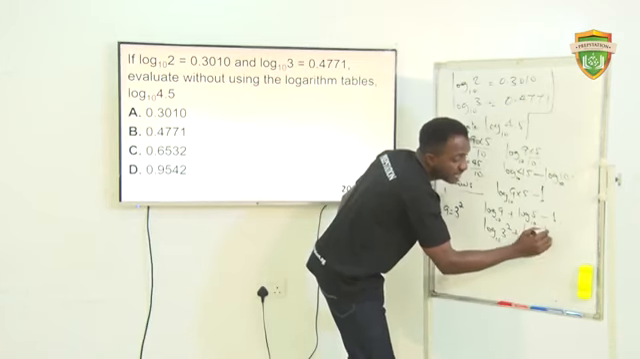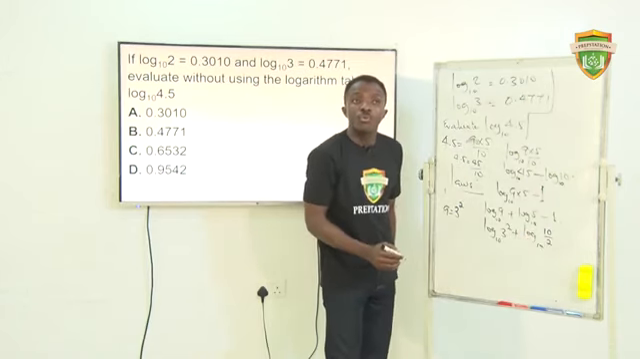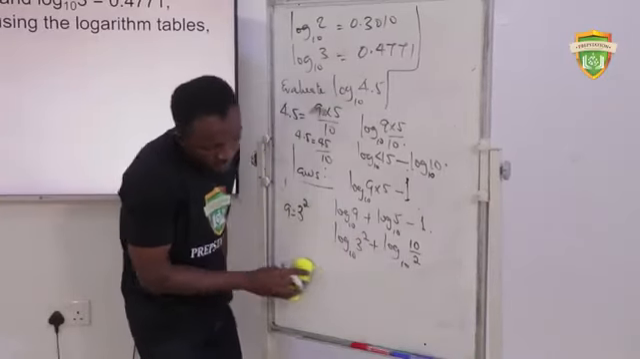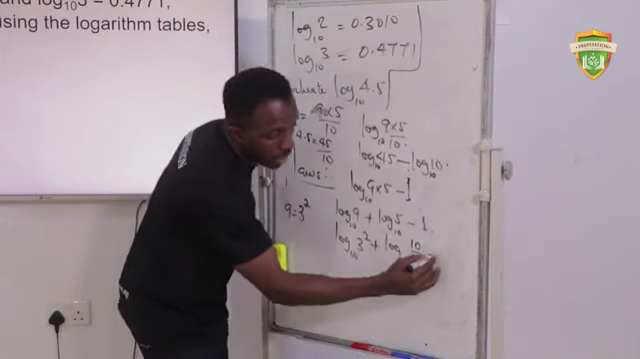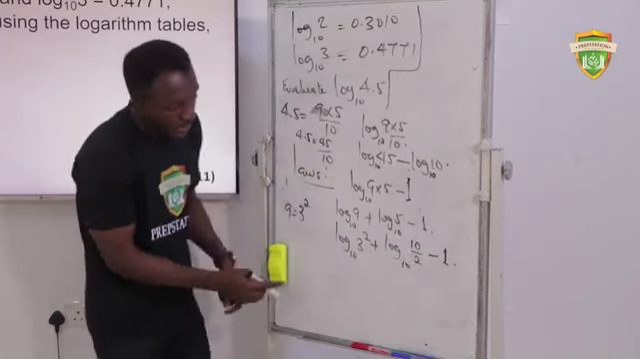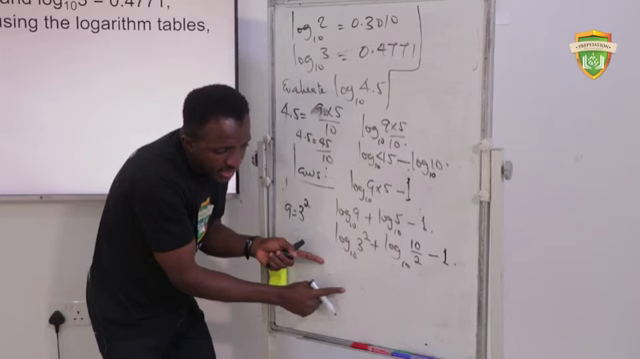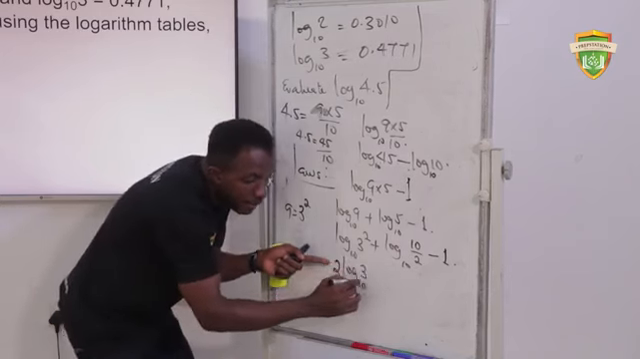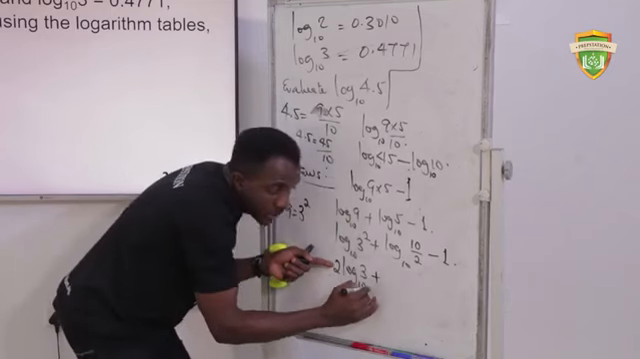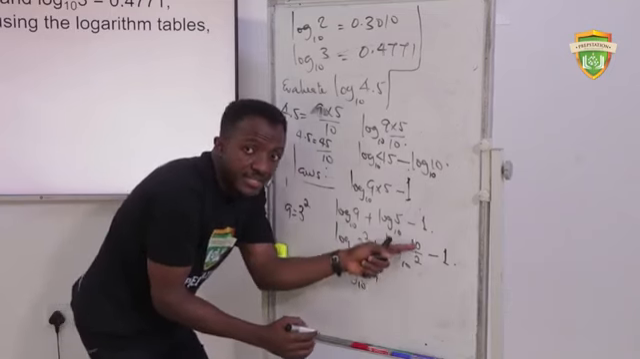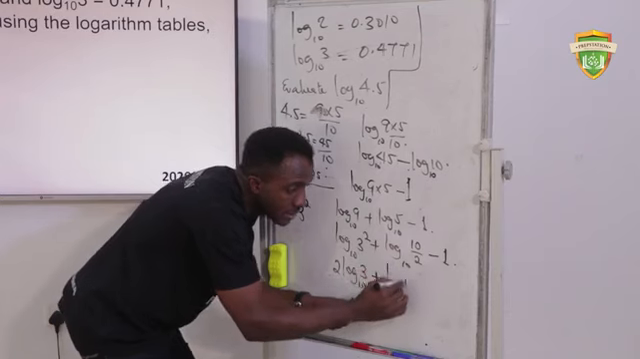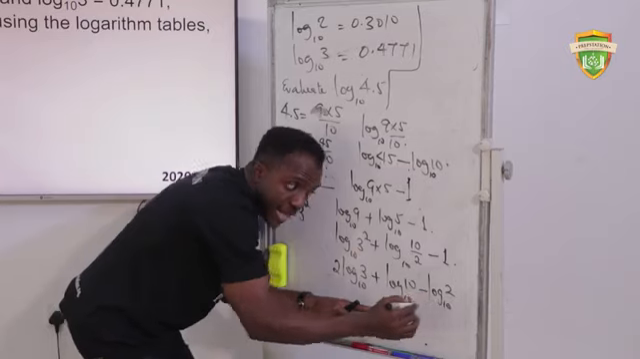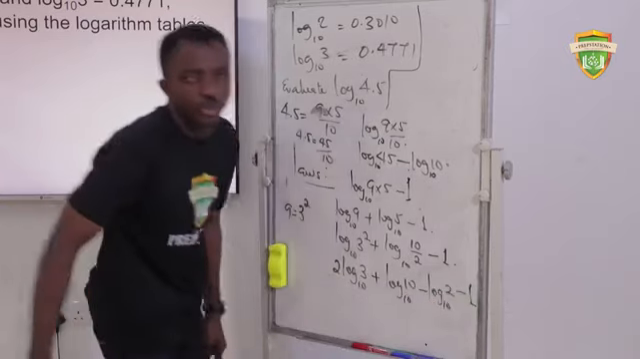Now 5 is 10 divided by 2. I hope you can see that. 10 divided by 2. So I have replaced my 5 with 10 divided by 2, and then we have minus 1. Now the third law that I stated here earlier makes this log 3 base 10 plus, now we're going to do the same thing, the second law, log 10 to base 10 minus log 2 to base 10. And then we have minus 1.